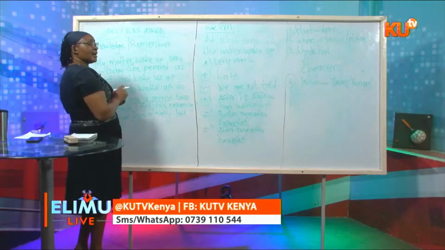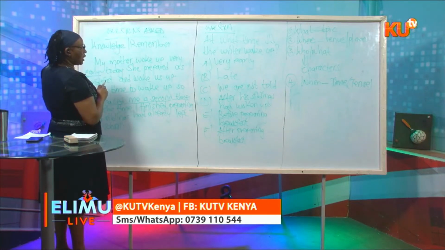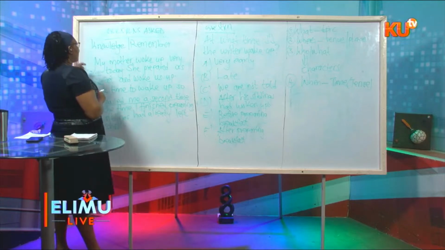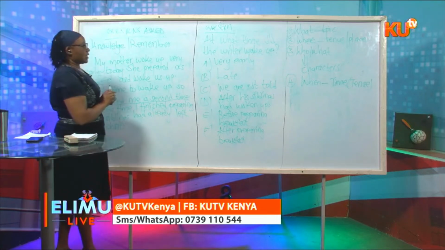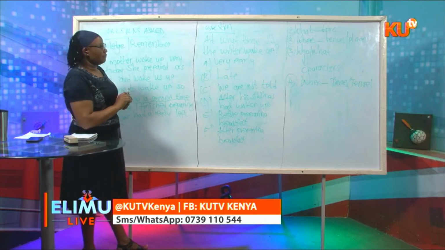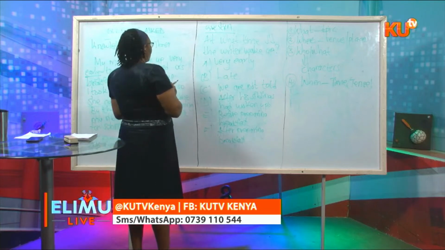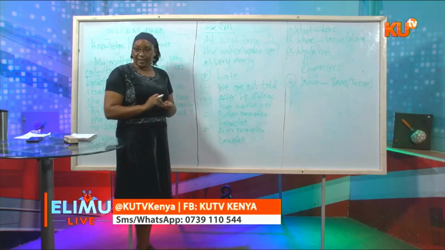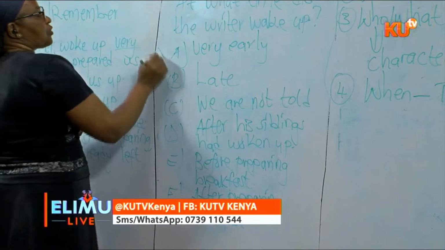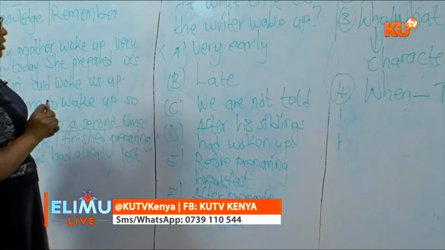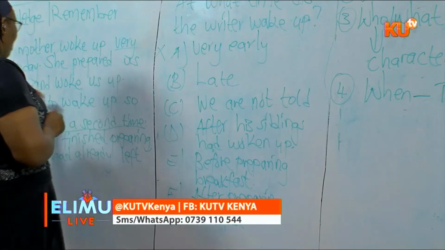Now, there are some alternatives that are obviously wrong. For example, you find that alternative A, which says that the writer woke up very early, is wrong because the mother woke up before the writer. So obviously it is the mother who woke up very early, not the writer. So we delete alternative A. Then we move to B because we are not very sure, as you are told.